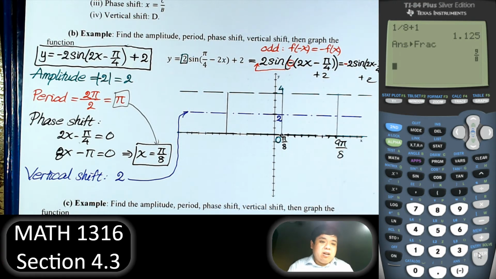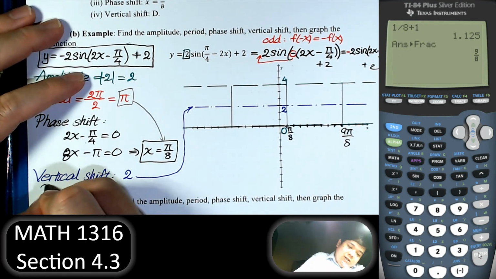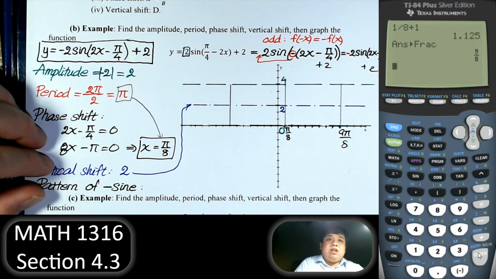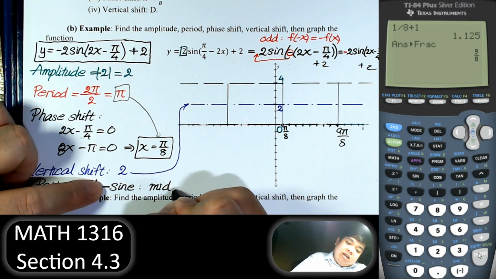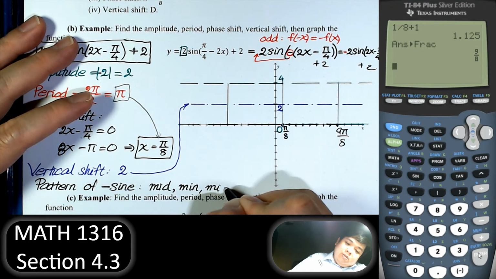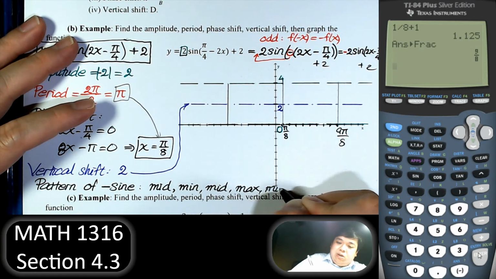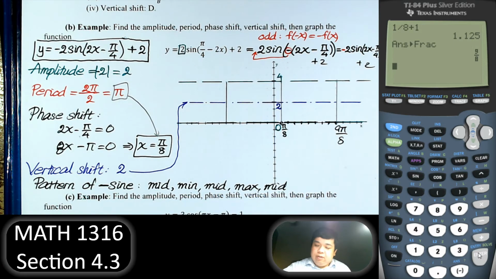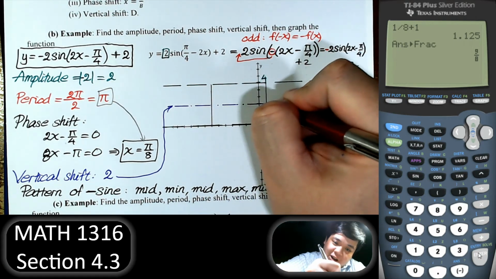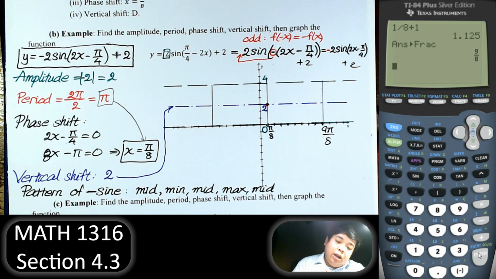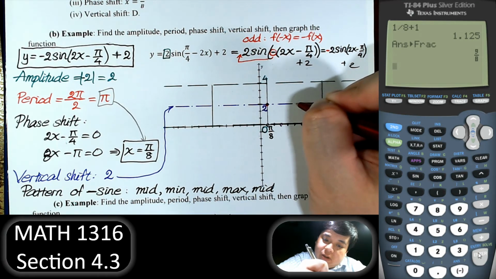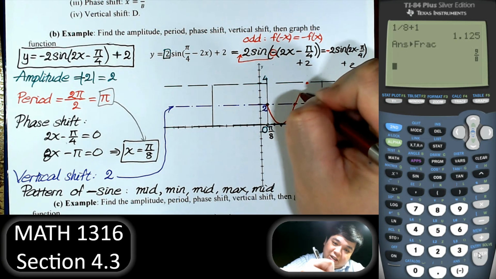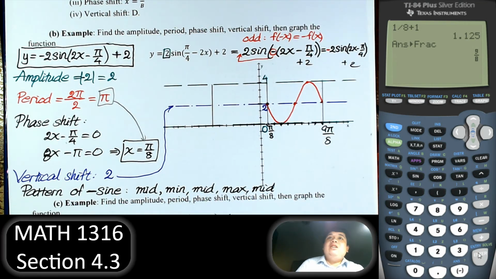Now, the pattern of the negative sign. Usually sine goes from the middle to the max, but this is negative, so middle to the min, back to the middle, to the max, and then back to the middle. This is the pattern for the negative sign. Right, the graph. Start from the phase shift and the middle line. Go to the min, back to the middle, max to min, back to the middle, I mean. Right, and copy and paste.